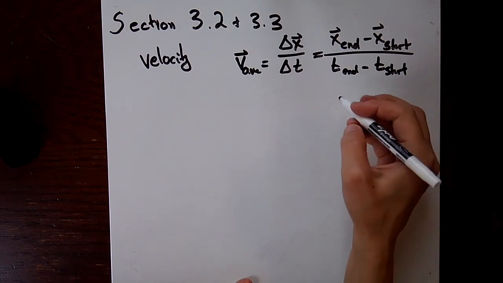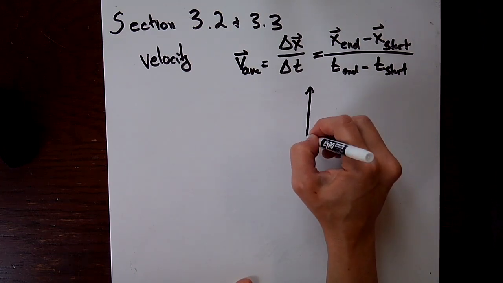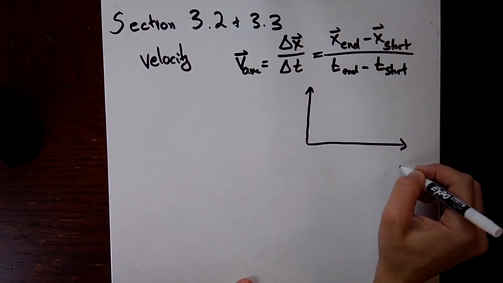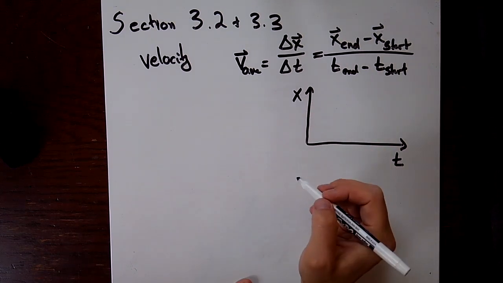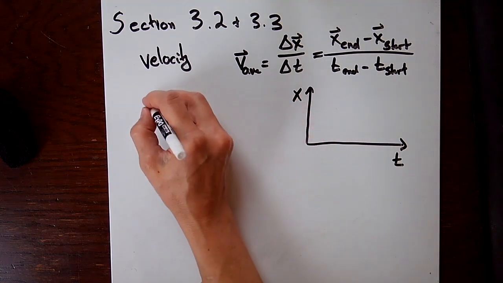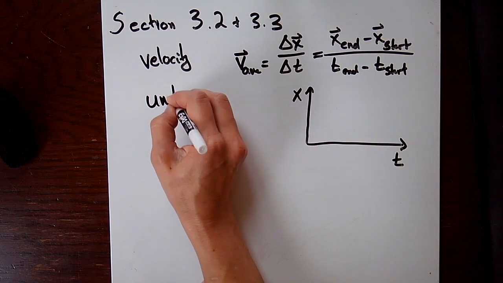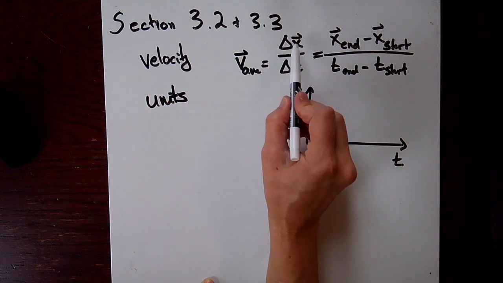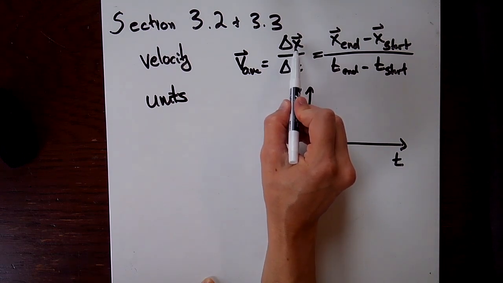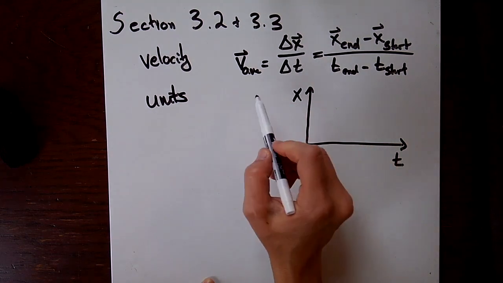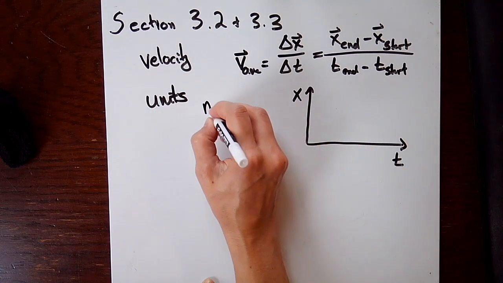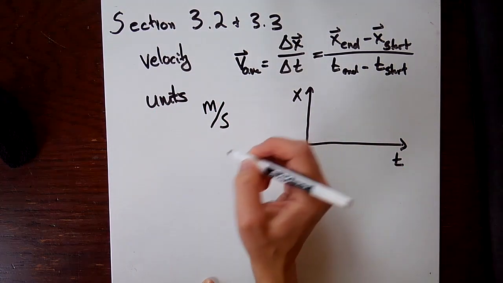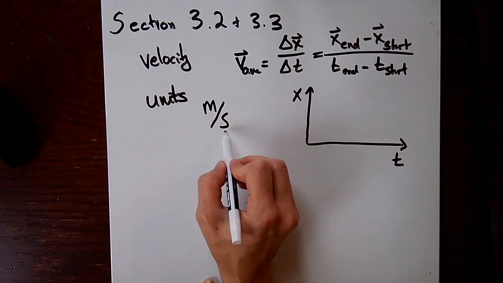And we also saw that it was associated with your position versus time graph. It was the slope. And from this, we can also see what the units have to be. Position has units of meters, and time has units of seconds. So the units of velocity are meters over seconds, or more generally, just distance over time.